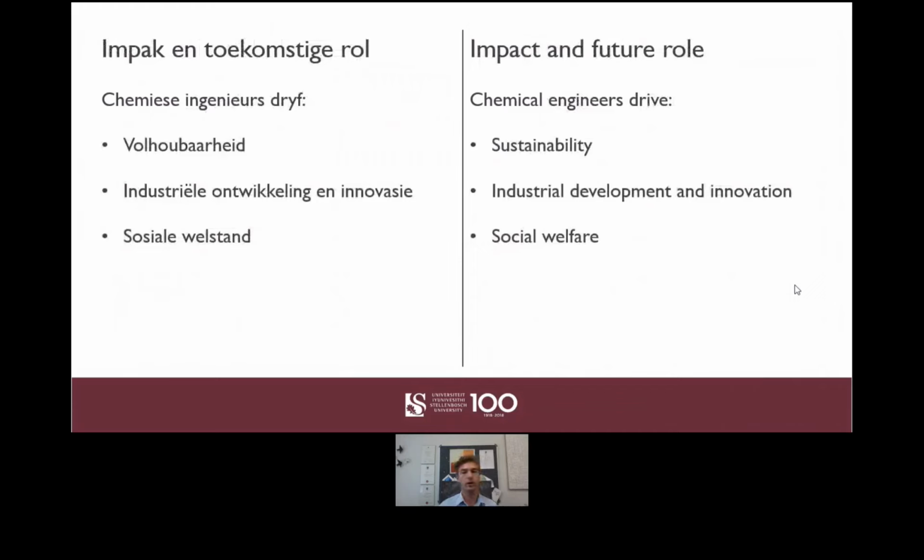Now, a question that we should ask ourselves is, where is chemical engineering going in the future, and how can we make the world a better place? Now, the skills and the problem solving that chemical engineering instills in a graduate allow us to drive sustainability, industrial development and innovation, and social welfare.